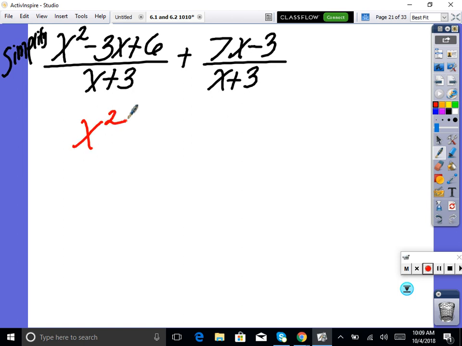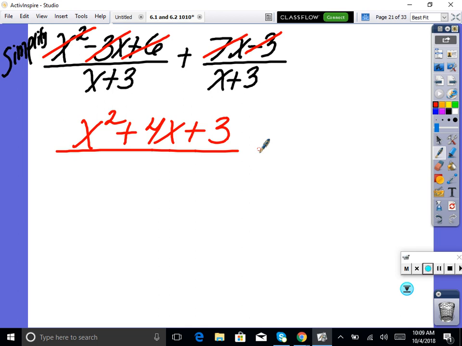X squared, any other x squareds? Minus 3x plus 7x. Plus 4x's, and then we have plus 6 plus negative 3. So that will be plus 3. Well, if I would have had to multiply by x minus 2 and x minus 2, I need to distribute that stuff out. Yeah. So now we'll combine like terms, which we've done, and then on bottom we have our x plus 3.